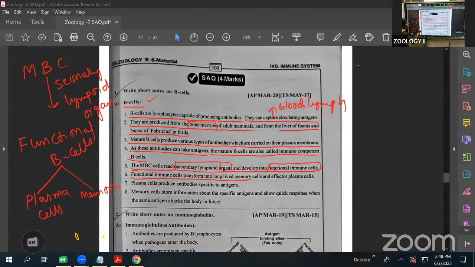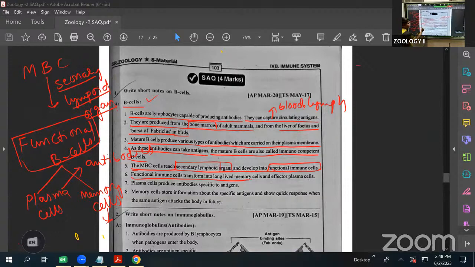The mature B lymphocytes enter the secondary lymphoid organs and form functional B cells, or FBC. These functional B cells differentiate into two cells. One is called a plasma cell and the other is called a memory cell. What is the function of the plasma cell? The plasma cells are always producing antibodies against the antigens. The memory cells store the information about the entering antigen.